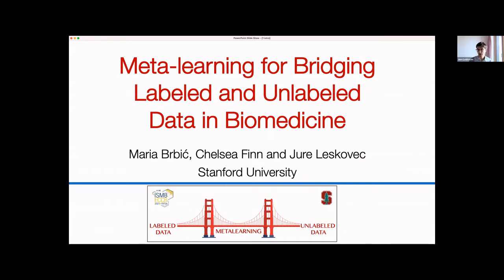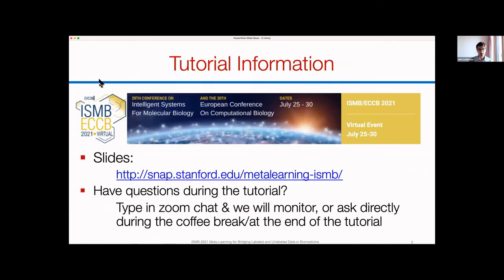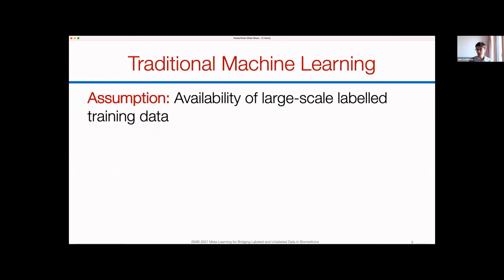To start, welcome again, everyone. This is a tutorial on meta-learning for bridging labeled and unlabeled data in biomedicine, and we are very excited for everyone who's attending. The important part of the tutorial is that we have a tutorial website at the following URL. You can find all the tutorial materials, slides, pointers to papers, and pointers to tools and code at the following website. We also put the website URL in the Zoom chat. And as I said, questions can be asked through the Zoom chat feature. We are going to repeat the question live and answer it. We have a tutorial with a 15-minute break in between. I'm going to start, and then my collaborators are going to take over for other parts of the tutorial.